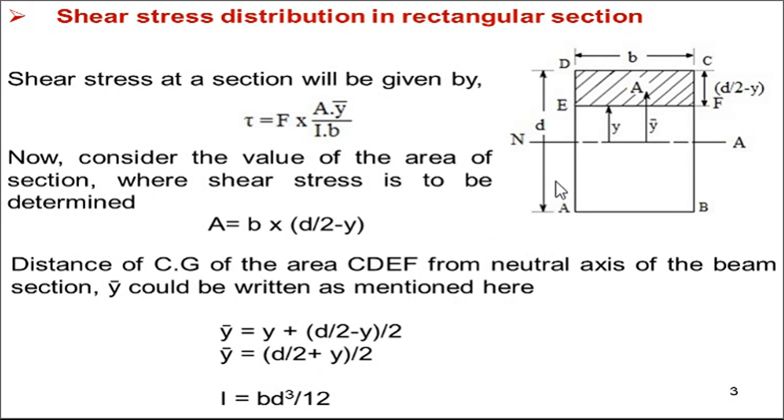And what is the value of I? I is b d cube by 12. I is the moment of inertia of the whole section. It is b d cube by 12.